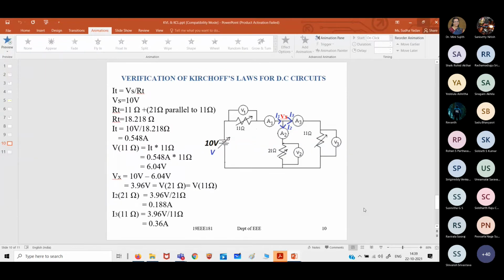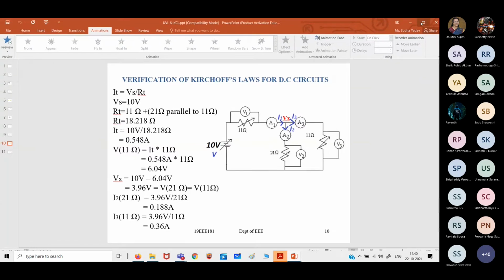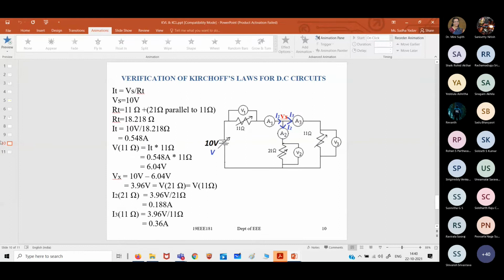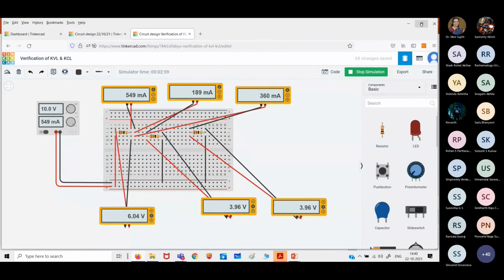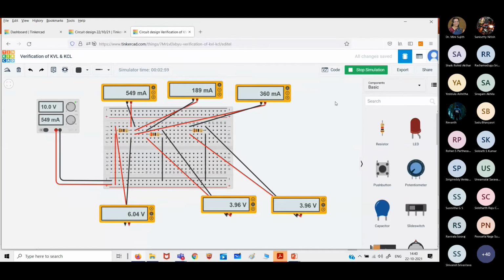I'll maybe minimize this or make it smaller so that together you can see it along with the Tinkercad meters, whatever they are reading. Am I not able to make this smaller? Okay, anyways, you can maybe take a screenshot or something of these values, and at that time you can check. I'll show you the Tinkercad. Maybe this I can make smaller. Okay, this is also the same size.